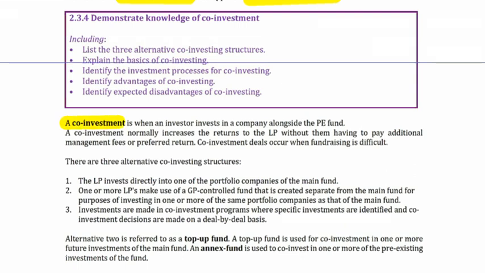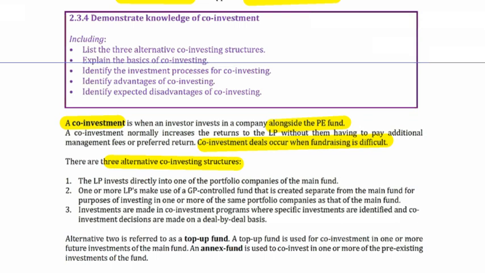A co-investment is when an investor invests in a company, but they do so alongside another investor. Could be a private equity fund. Co-investment deals occur when fundraising is difficult. In other words, one party can't get all the money together themselves, so they co-invest with other parties and share the financing load. There are 3 alternative co-investing structures.